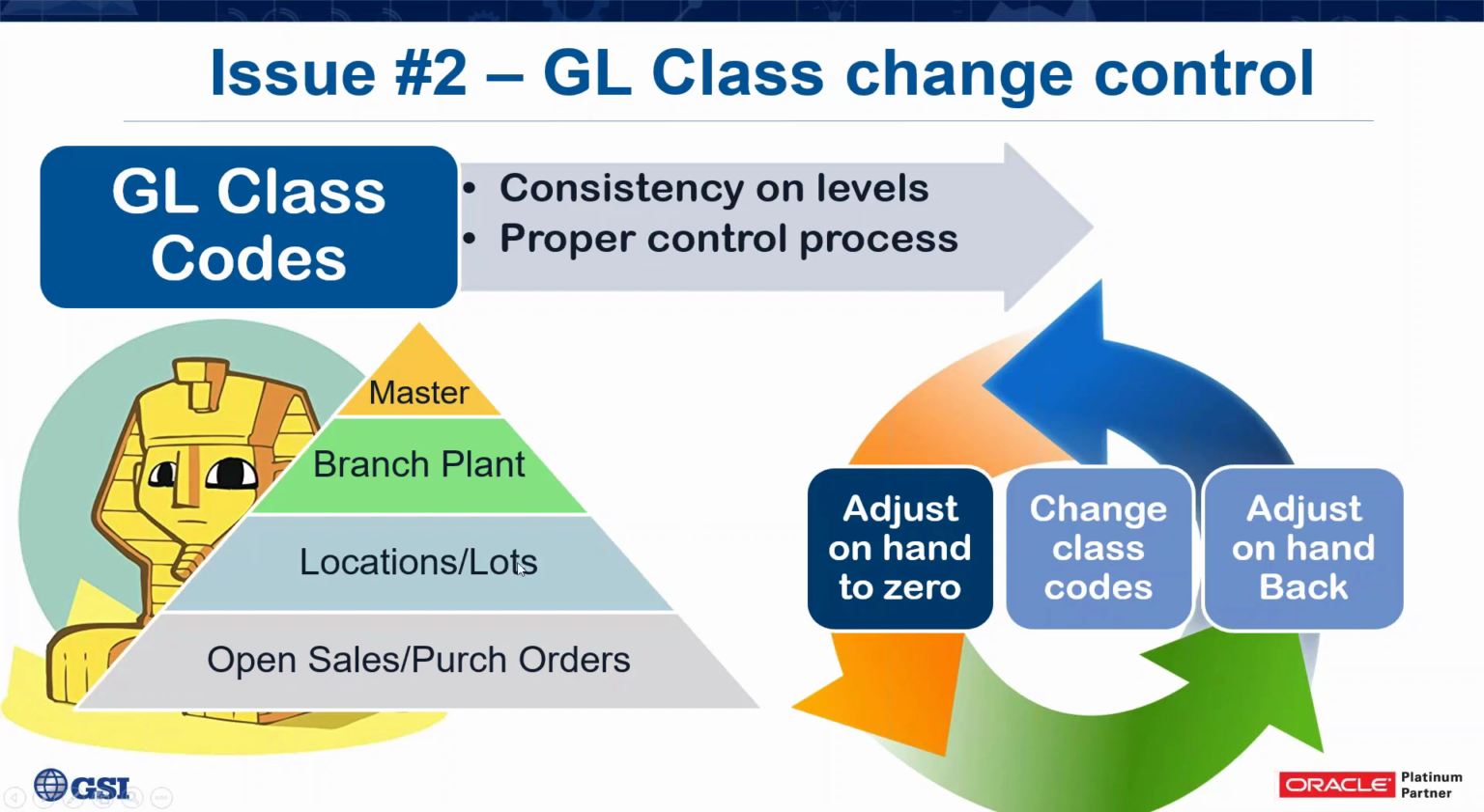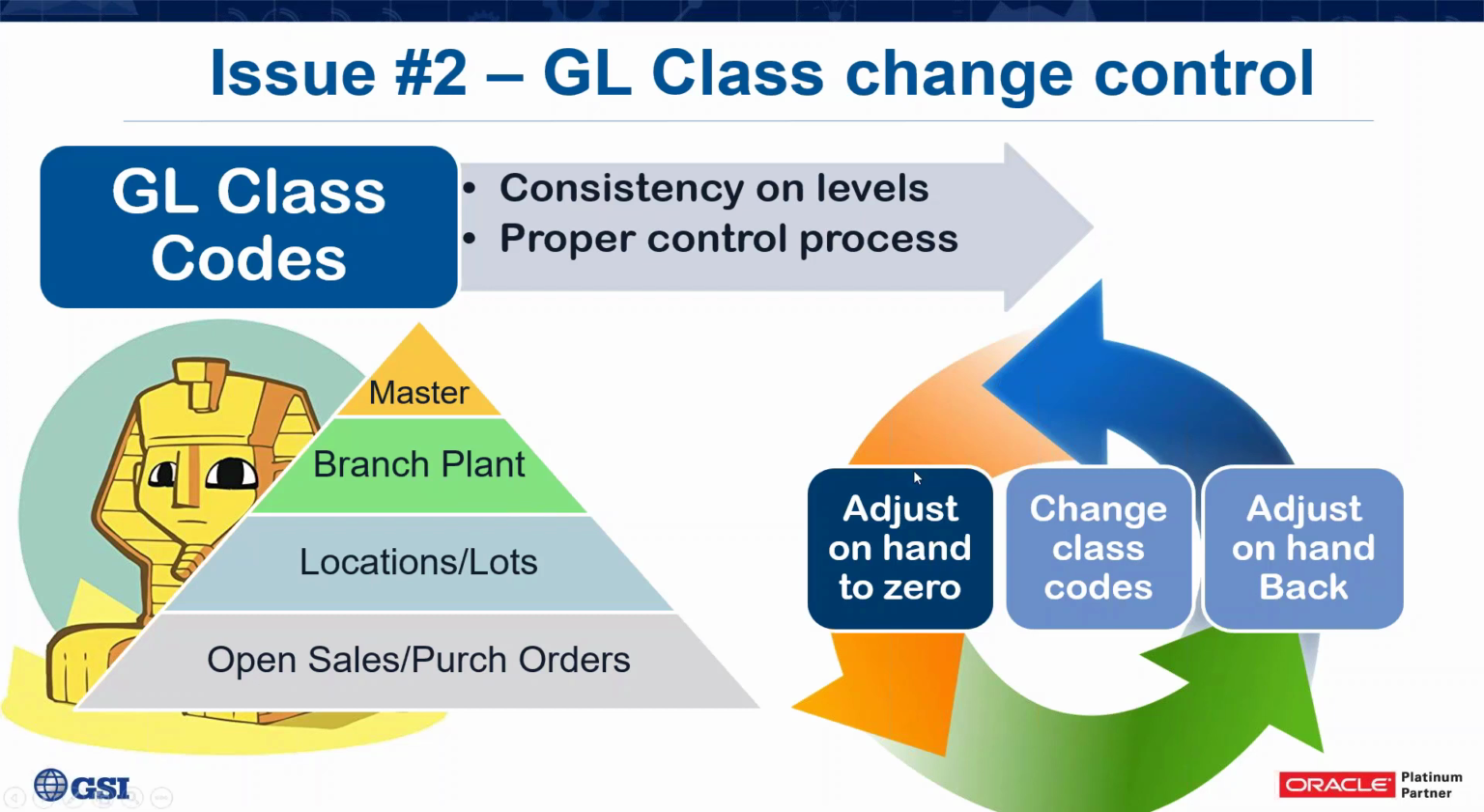We want to do that at a minimum on the branch plant and all the locations and lots associated with that. Okay. The item master is not that important. It doesn't really get used after the initial setup. It's only used for a copy down. We can also go back and check our open sales orders and purchase orders, but they will bleed out eventually. The branch and the locations are really where the change needs to take place. Once that change is made, we can go ahead and adjust the on-hand inventory back.